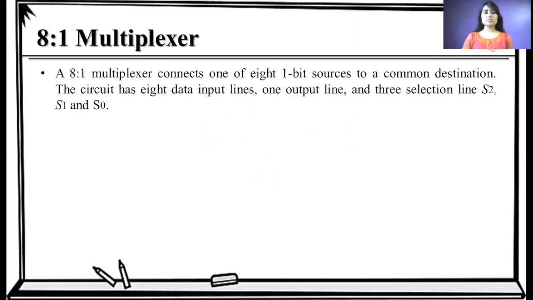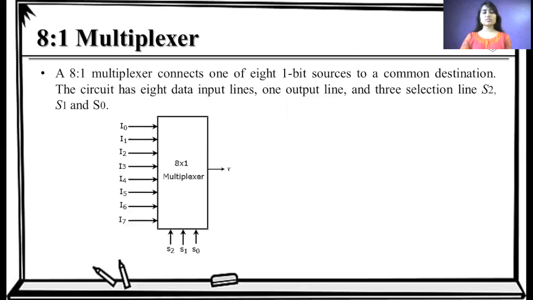8-to-1 multiplexer. An 8-to-1 multiplexer connects one of 8 1-bit sources to a common destination. The circuit has 8 data input lines, 1 output line and 3 selection lines S2, S1, S0. We have a basic block diagram of the 8-to-1 multiplexer: total 8 inputs I0 to I7, and for these 8 inputs we have 3 selection lines because 8 is equal to 2 raised to 3. So 3 selection lines are required for the 8-to-1 multiplexer, and 1 output.